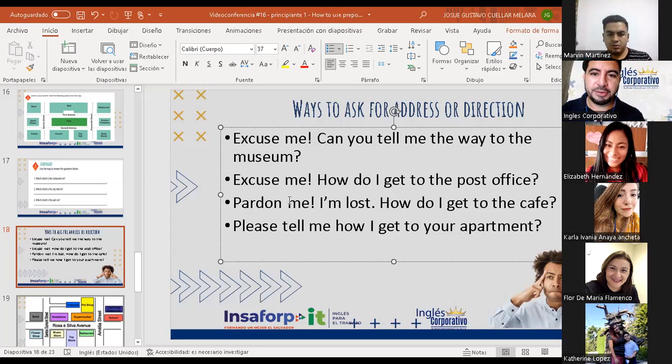La otra es, pardon me. Bien raro eso, ¿verdad? Porque podría decir, excuse me, se parece un poquito a perdón. Entonces sería, pardon me, I'm lost, estoy perdido. How do I get to the café? ¿Cómo llego al café? Y la otra es, please tell me how I get to your apartment. Por favor, dime cómo llego a tu apartamento. Okay, so here we have 1, 2, 3, 4 different ways to ask for address or direction.